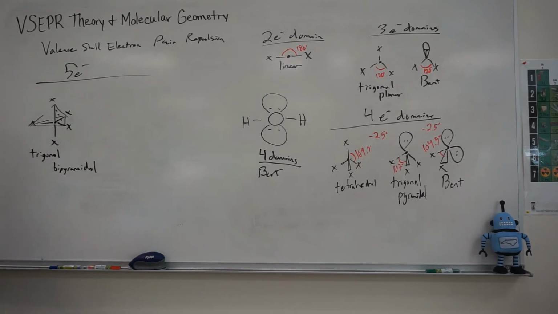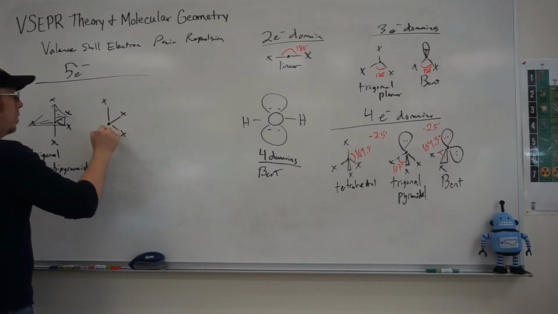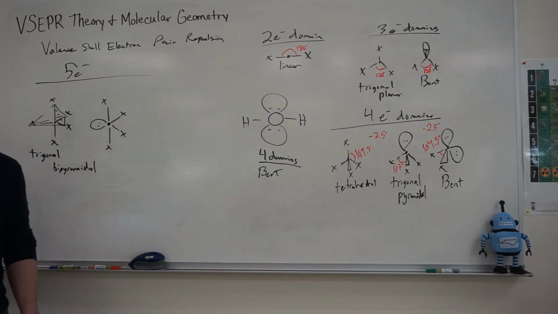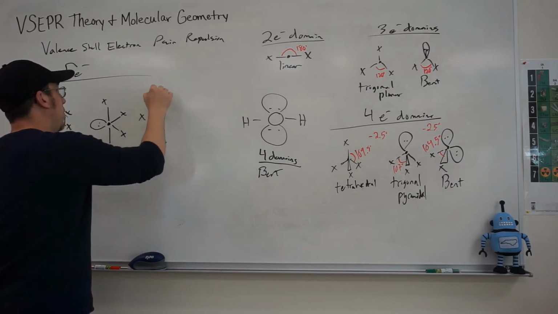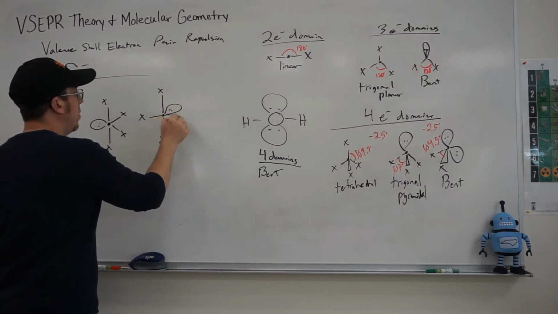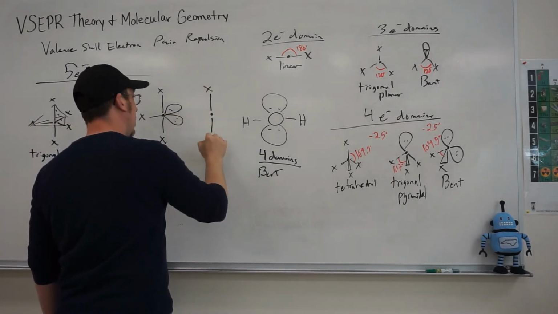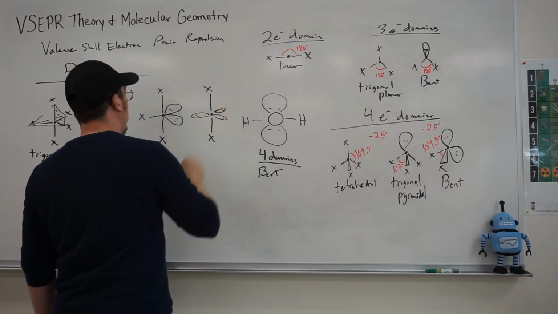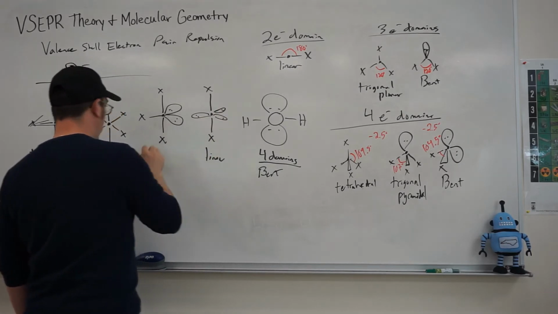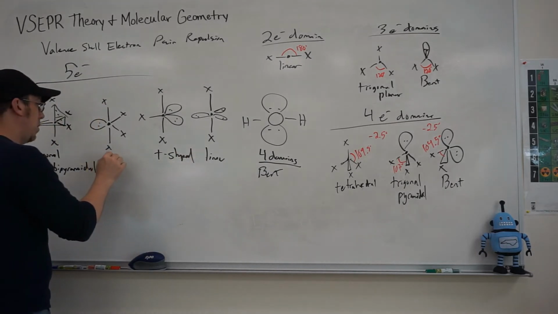The second one is called seesaw. Now this is where you have one lone pair. The third one is called T-shape. This is where you have three elements and then you have two lone pairs. Notice that the lone pairs are increasing. And the last one is called linear. This is where you have three lone pairs. So this is linear. This one was T-shaped. And then this one here was seesaw.